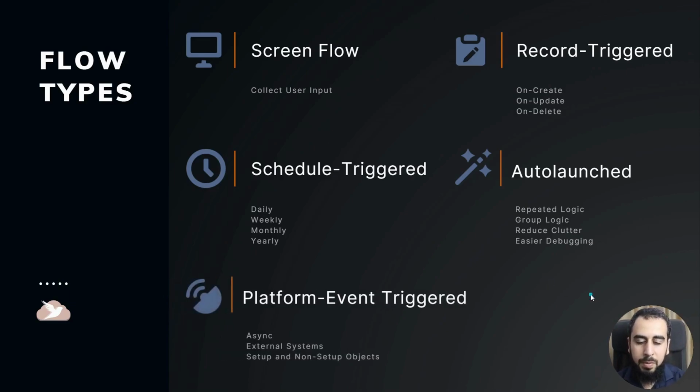The last type is a platform event triggered flow. And that platform event triggered flow is a lot like a record triggered flow. Record triggered flows run whenever a record of an object gets created. Platform event triggered flows would run whenever a platform event gets created. And a platform event is like an object. What makes platform event triggered flows distinct is that they run asynchronously. We'll talk about what that means later.